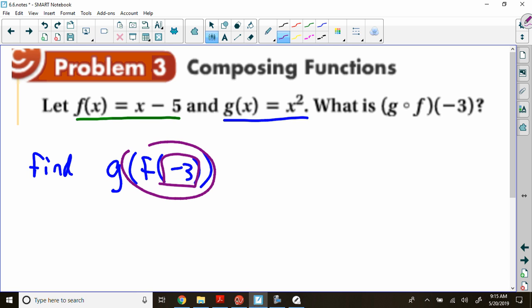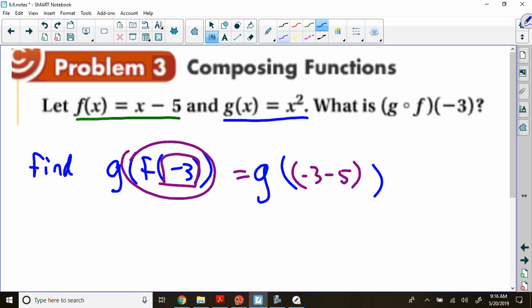So this whole first bit of substitution is going to look like this. Instead of x minus 5, it's going to be negative 3 minus 5. Now, what you've got to remember is we still have to g that. And when I say g that, I mean take that, plug it into the function g in place of x.